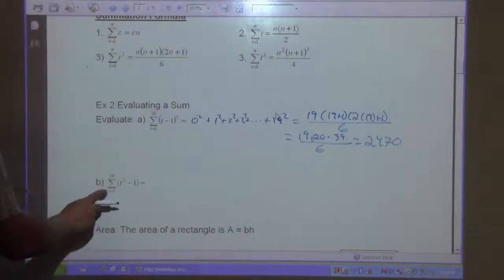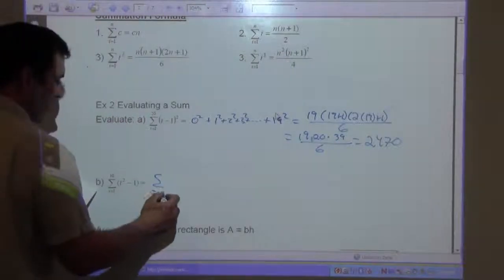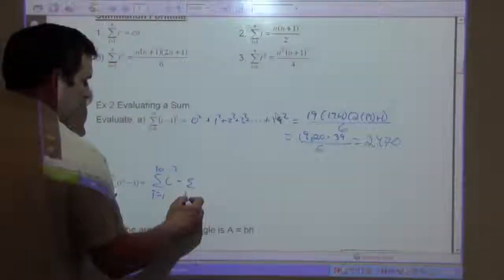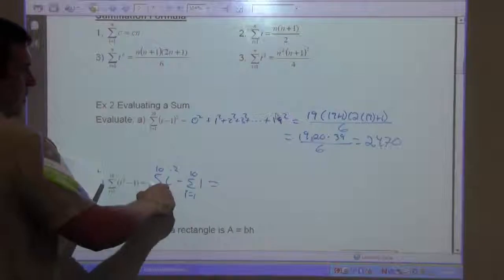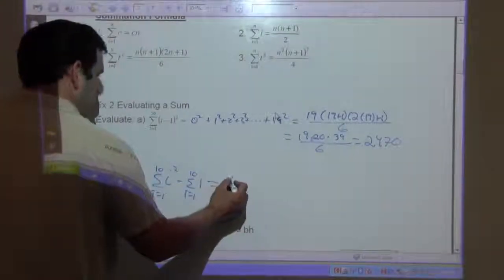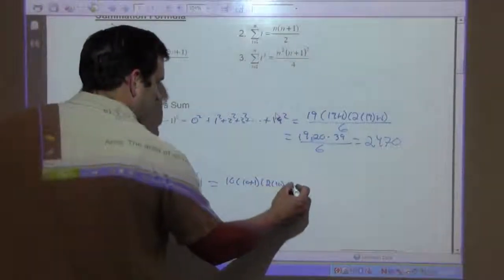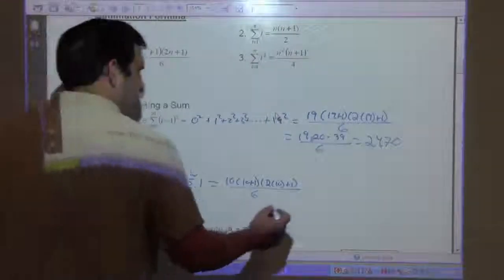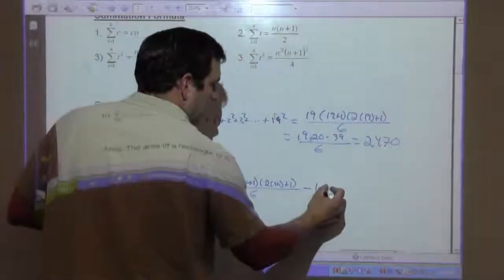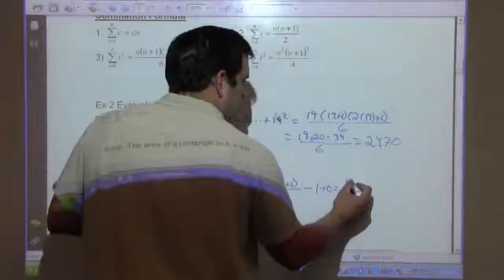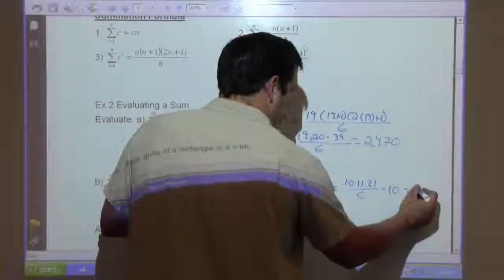And the sum of i going from 1 to 10 of i squared minus 1, that's the sum of i goes from 1 to 10 of i squared minus the sum i goes from 1 to 10 of 1. So for the first one, we're going up to 10, so that's 10 times (10 plus 1) times (2 times 10 plus 1) over 6, minus, and then we have 1 times 10, or c times n, 1 times 10. That's 10 times 11 times 21 over 6 minus 10, and that's going to be 375.